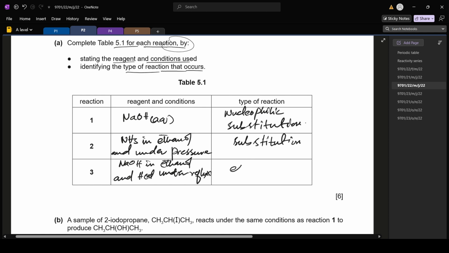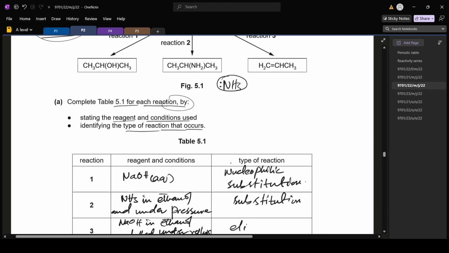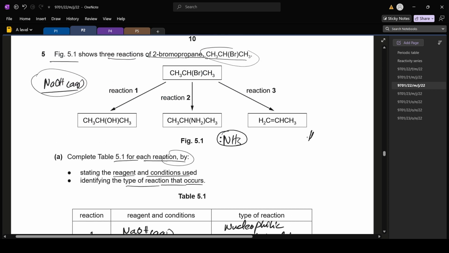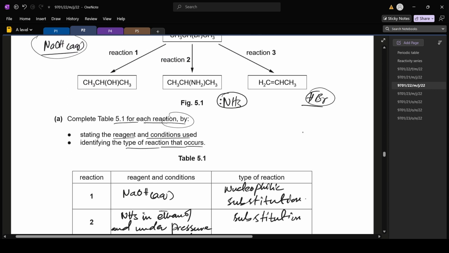And this is elimination reaction because water is eliminated. Oh, sorry, HBr is eliminated. Elimination reaction. Okay, HBr is eliminated, so double bond is formed.